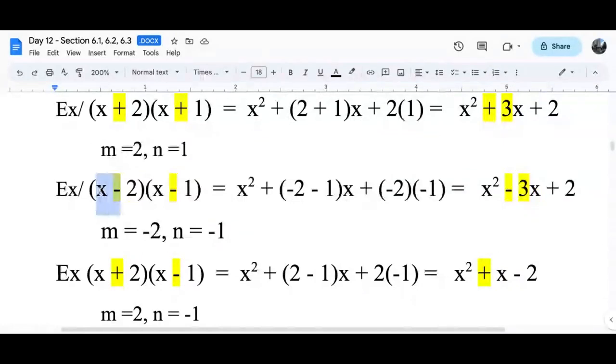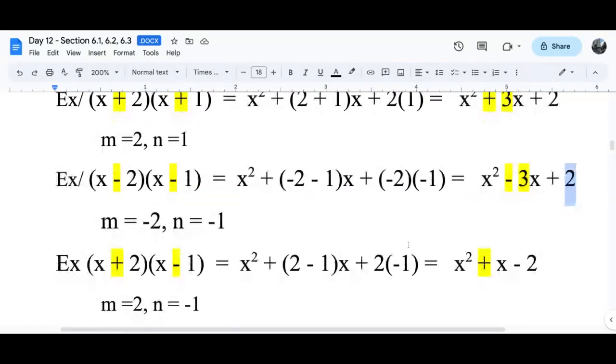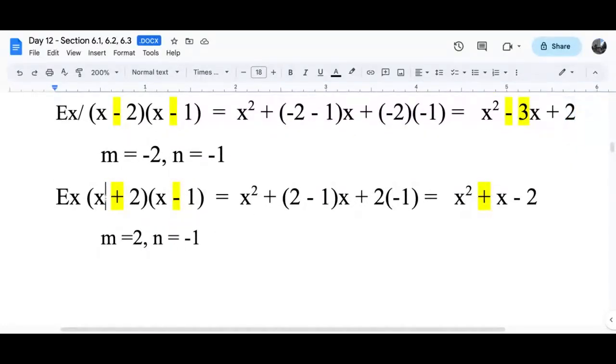Let's see this example. X minus 2 times x minus 1. So m is negative 2, n is negative 1. So we do x squared plus (negative 2 plus negative 1)x, which is negative 3x. Then negative 2 multiplied by negative 1, which is positive 2.